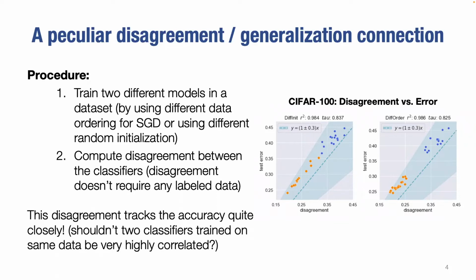How are you measuring disagreement? You take two classifiers and test them on the example. If they make the same prediction on that example, then they agree. If they make different predictions, they disagree. It's the average disagreement over the entire test set.